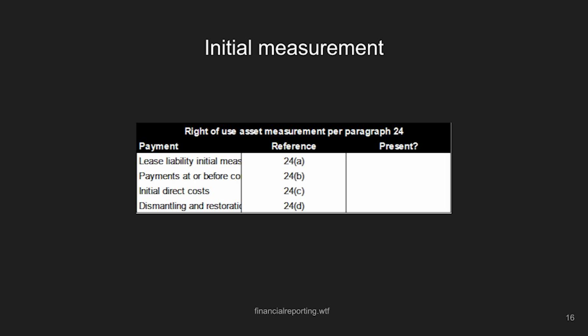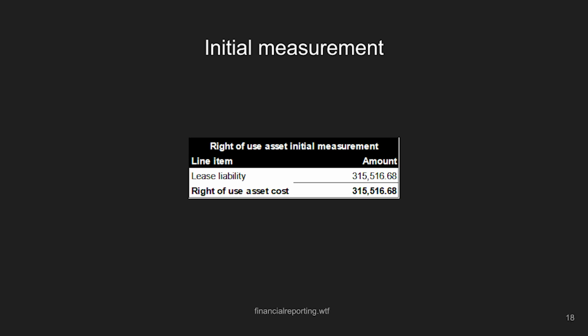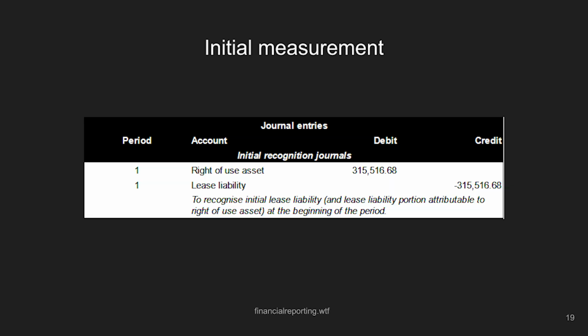Let's look at the right of use asset now. Let's think about what we need to consider. In this case, we have our starting point, the lease liability. We do not have any payments at or before commencement of the lease term, nor any initial direct costs or dismantling and restoration costs. We can therefore simply take the lease liability value as our right of use asset value. We can post our journal to recognize initial measurement as such. Right of use asset and lease liability debited and credited respectively to the extent of the lease liability initial measurement.